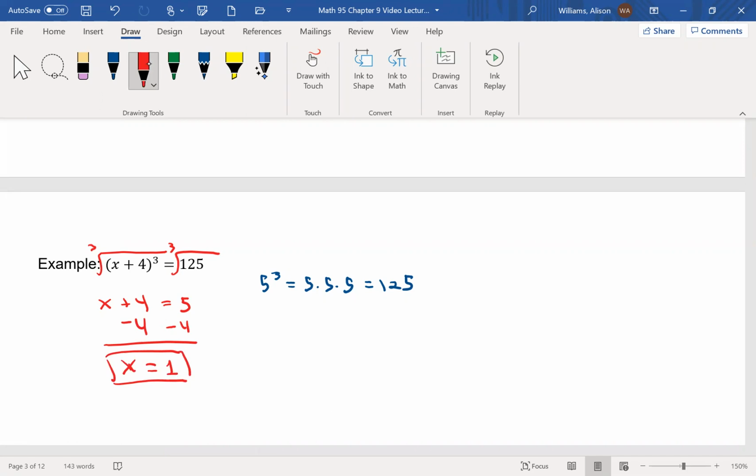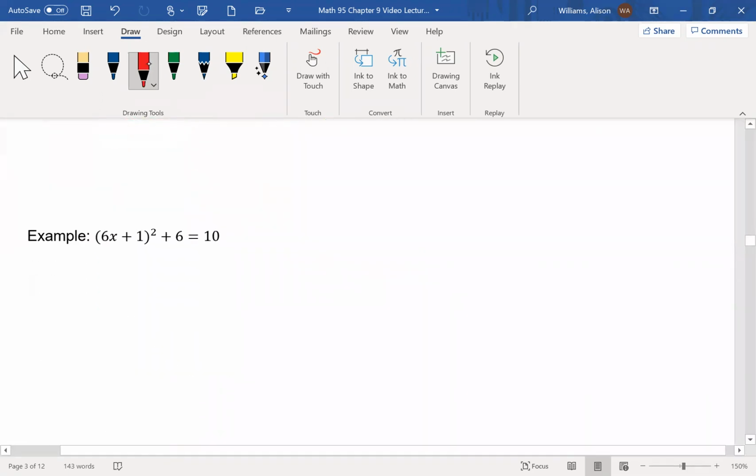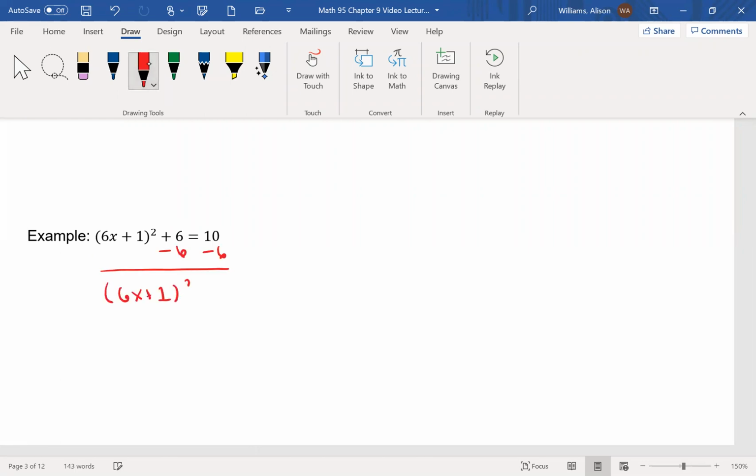Okay, let's try another one. So for this one, I want to go ahead and isolate the squared, kind of like how we did in the previous section, because I want it so that when I take the square root, the square is going to go away. If I try to take the square root with the plus 6 there, that's not going to work. I can't take the square root with a plus. It's not going to go away. That plus 6 ruins it. So I'm going to minus the 6 first, which will give me (6x plus 1) squared equals 4.